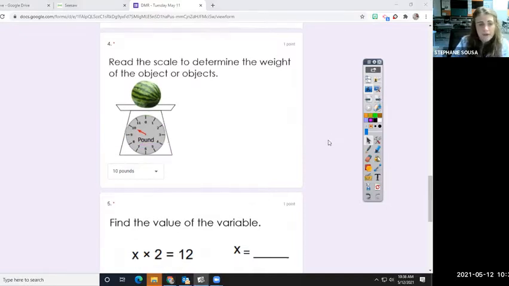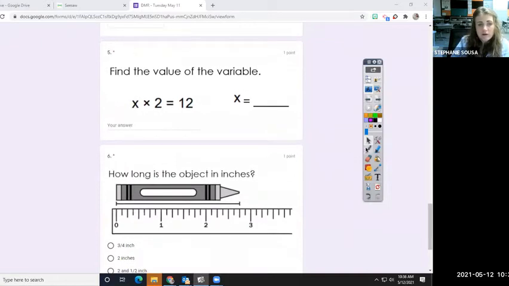Okay. Find the value of the variable. Okay, remember our variable, we talked about this yesterday. You guys are used to seeing it as a box, a line, or a question mark. Now we're just going to start using letters, okay?